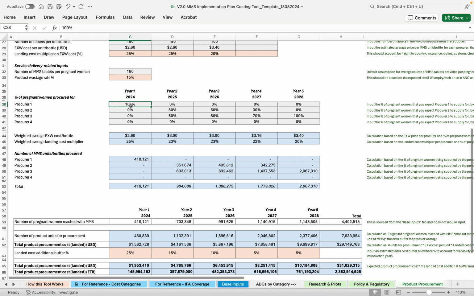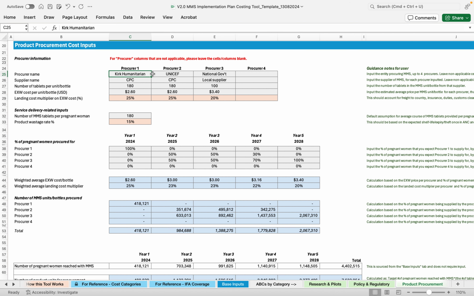Then, where you enter is in gray. You put in the percentage of pregnant women procured for by procurer. So for example, if we expect 100% of pregnant women who will receive this product to be procured from Kirk Humanitarian, then we put in 100% for procurer 1, which is Kirk Humanitarian. This is because there may be multiple procurers and suppliers per year, and so we're looking at what that split of product procurement is going to be by procurer, based on the percentage of pregnant women overall that procurer will account for.